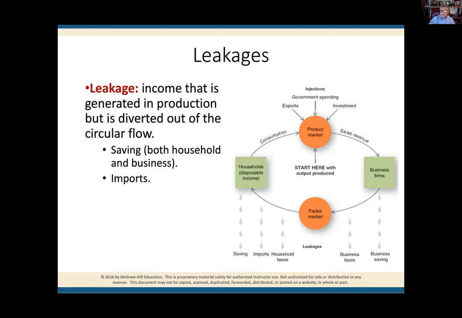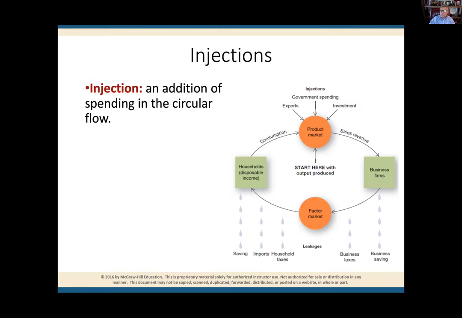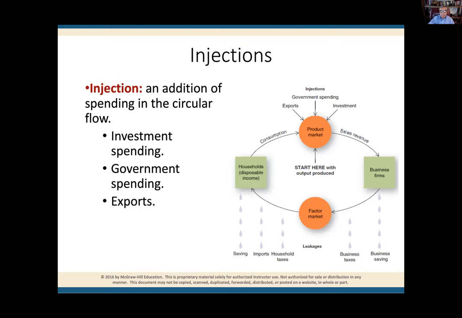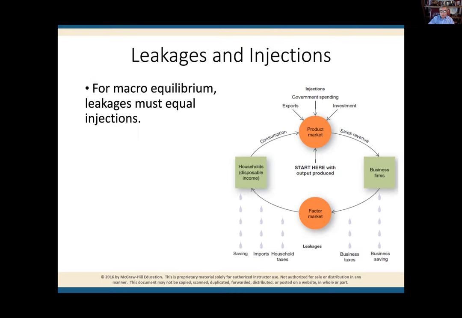But then we say that this actually comes back into the economy and they become injections. And the injections are exports. Every time we sell to another country, we have money coming in. Every time the government spends, it's money coming into the economy. And every time a company does an investment, it's an injection that comes into the economy, okay? So injections: investment, government spending, and exports.